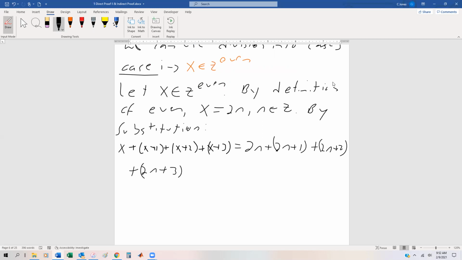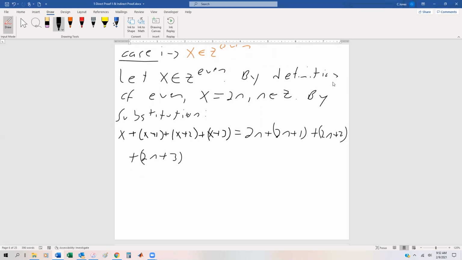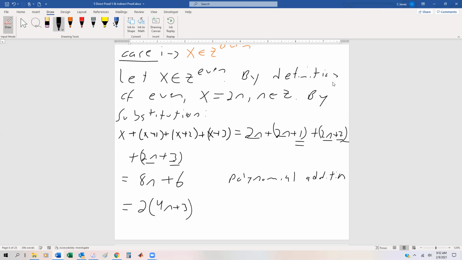And now we're just going to do a little bit of polynomial addition. So by addition, this is going to be equal to 8n, and then we have 1 plus 2 plus 3, which is 6. Okay, and that's by polynomial addition. We can factor a 2 out of this, and we'll be left with 4n plus 3. So remember, every time we want to verify that something is even, it has to be of the form 2p, or 2 times an integer. So it's by factoring.